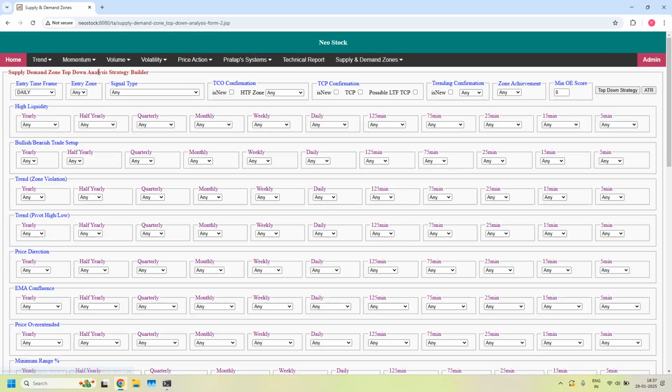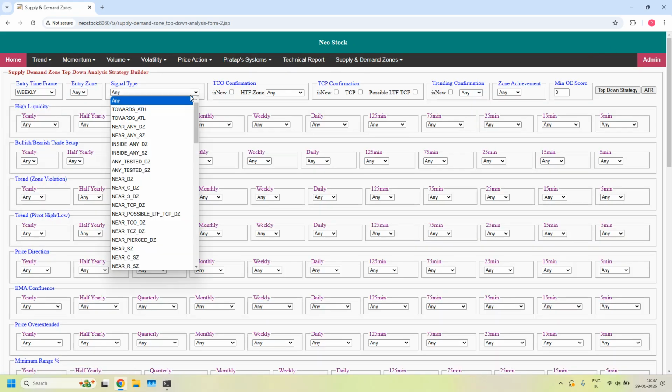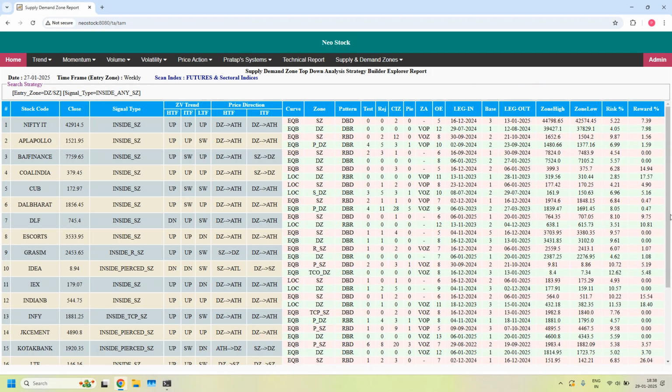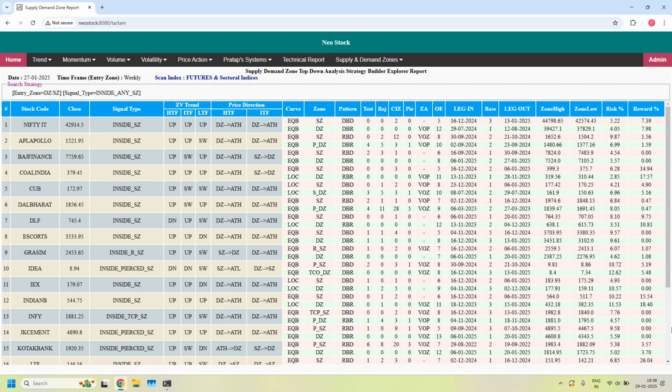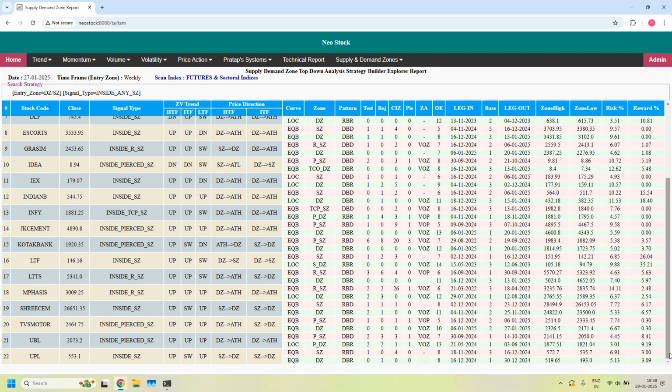Next, weekly time frame. Price closed inside the weekly supply zone. We got 22 stocks. So first 15 stocks in the list. I am scrolling the list down. So total 22 stocks are filtered. Out of these 22 weekly supply zones, how many supply zones are having weekly EMA confluence?